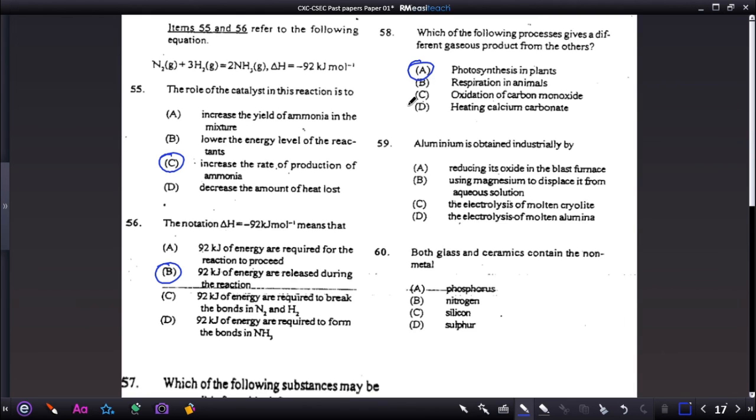59. Aluminum is obtained industrially by reducing its oxide in the blast furnace. Blast furnace is for iron, so that's a no-no. B. Using magnesium to displace it from aqueous solution. Not at all. C. The electrolysis of molten cryolite. Or D. The electrolysis of molten alumina. Which of the two? Because we know it's one of the electrolysis.